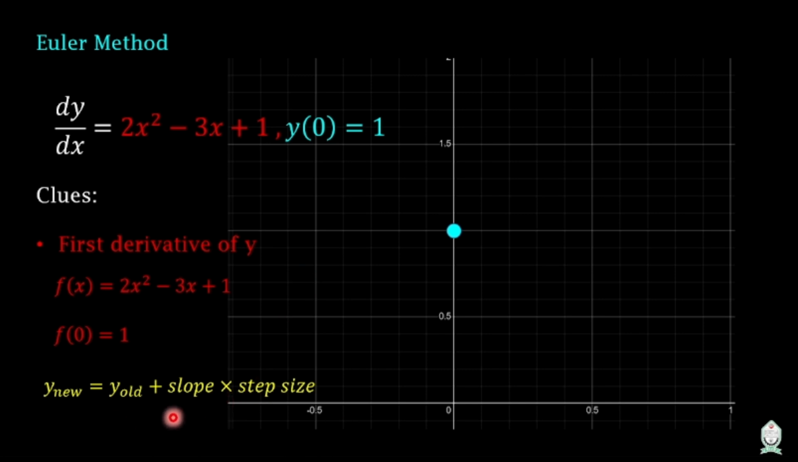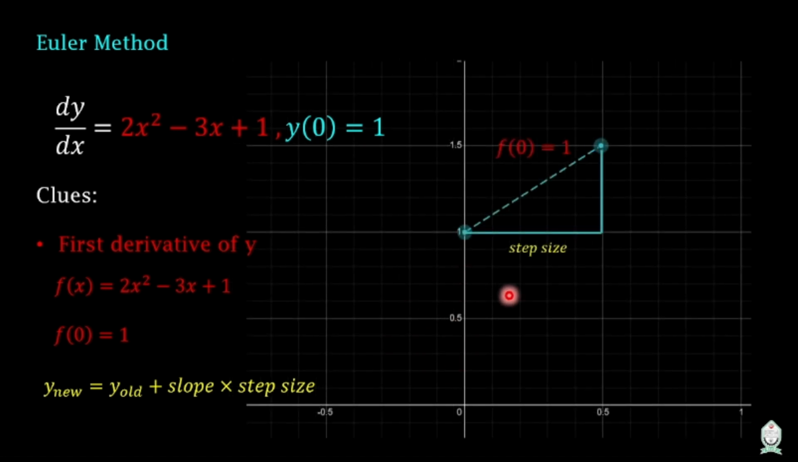This is the equation. So the new value of y can be calculated using this formula. The old value will remain where it is, plus if we multiply the slope by the step size, that will give us the new value of y. Here the new value of y would be 1.5.